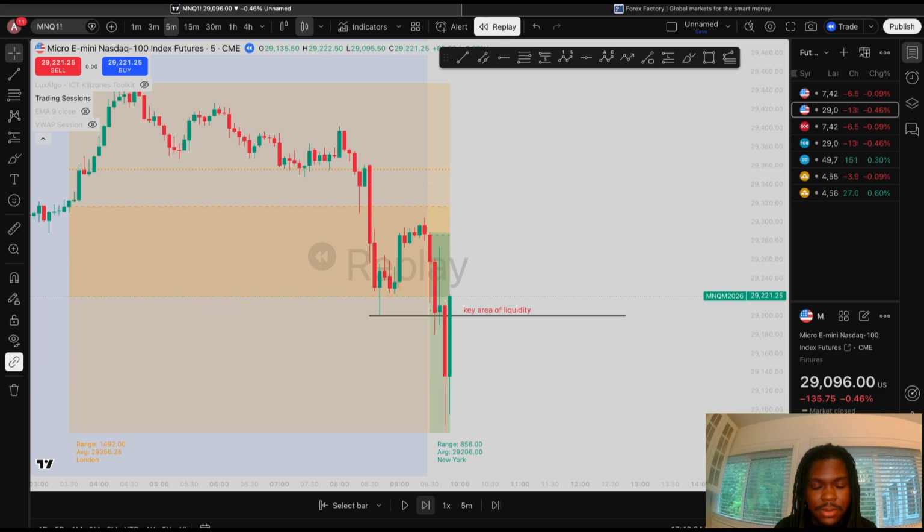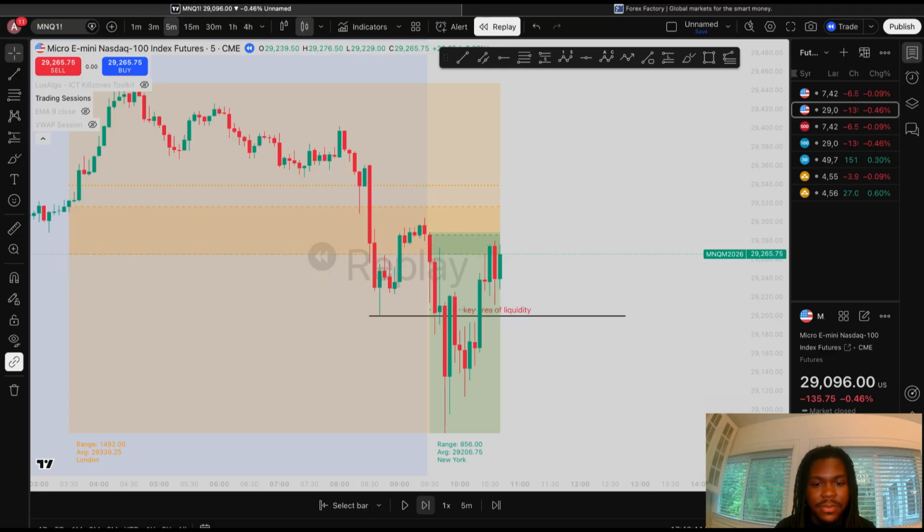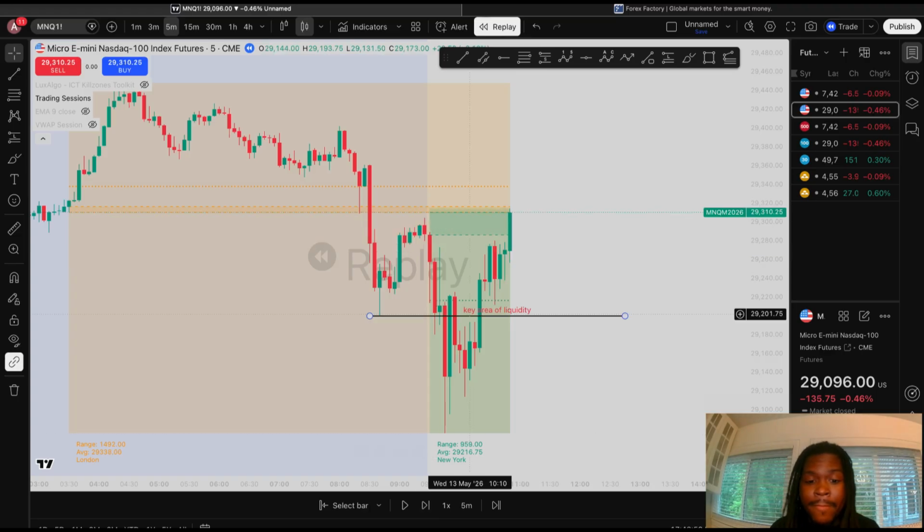It sweeps, and then what does price do? It pushes to the upside. Now it doesn't push that hard to the upside just yet, but price does push up. And as you can see, once it takes out that key level of liquidity, price reverses, fills imbalances, and it just goes. So yeah, liquidity is really important. As you can see, it works.